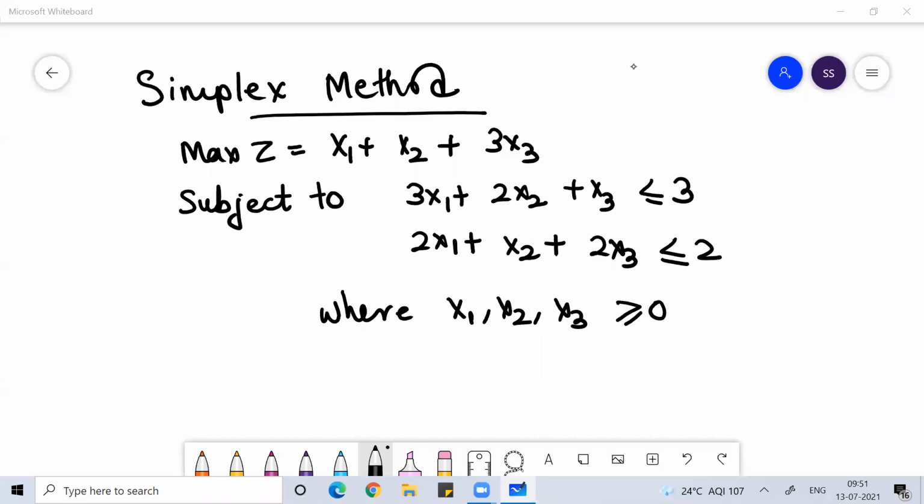Good morning, everyone. Welcome to the class on operation research. In this class, we'll continue discussion on simplex method. We have already started simplex method in the last few classes. We started solving problems. Today's problem in simplex method has three variables.